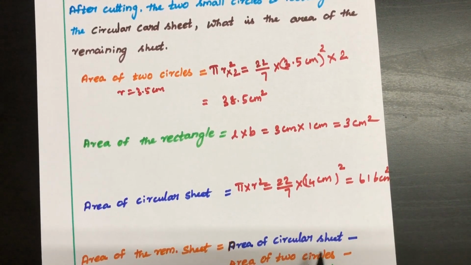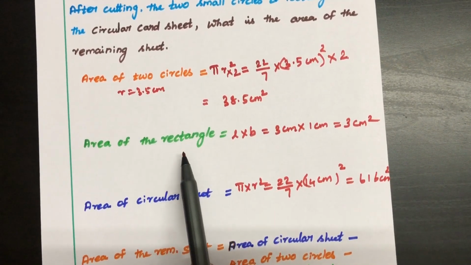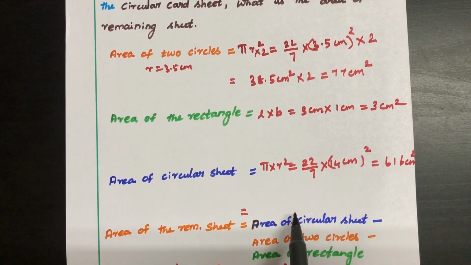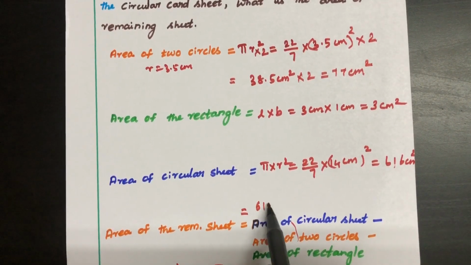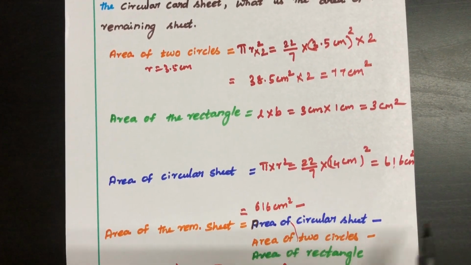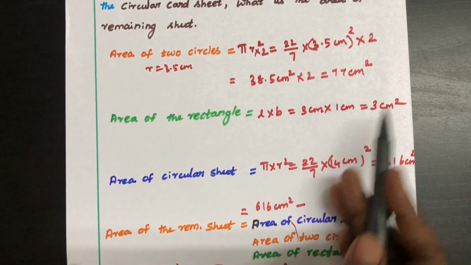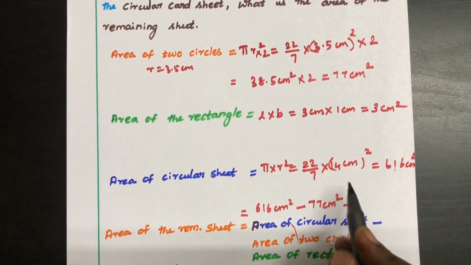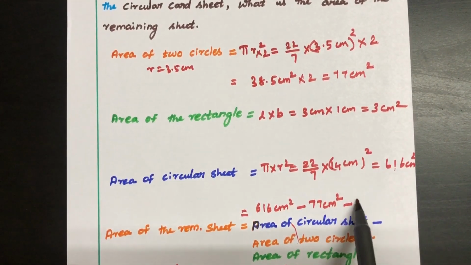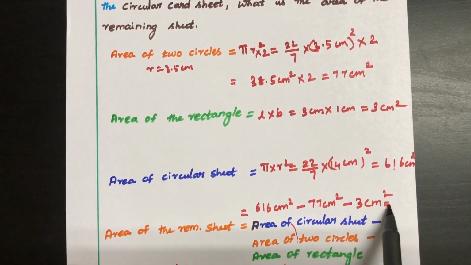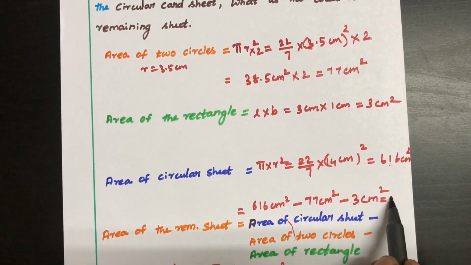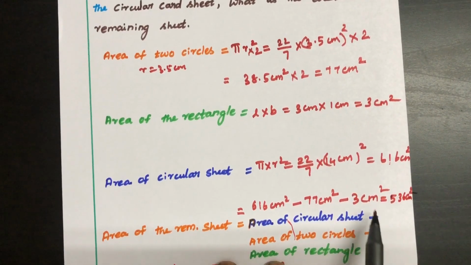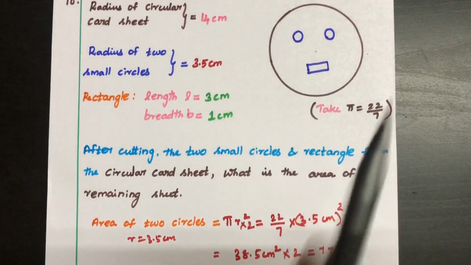Now we are going to subtract the two circles and the rectangle area from the area of the circular sheet. That's all. The area of the circular sheet is 616 centimeter square, minus the area of the two circles, 77 centimeter square, minus the area of the rectangle, 3 centimeter square, which is equal to 536 centimeter square. So this is the area of the remaining sheet.